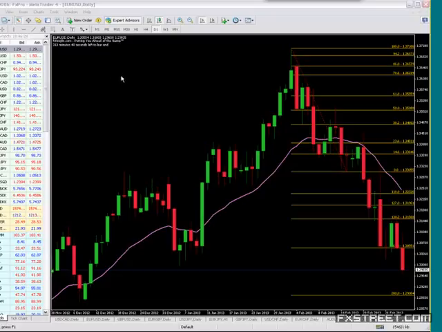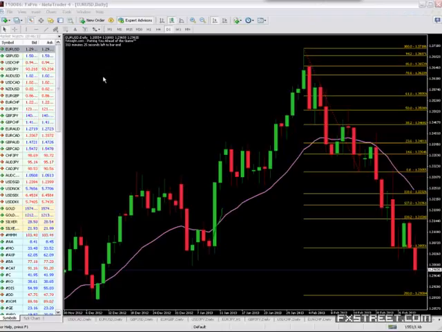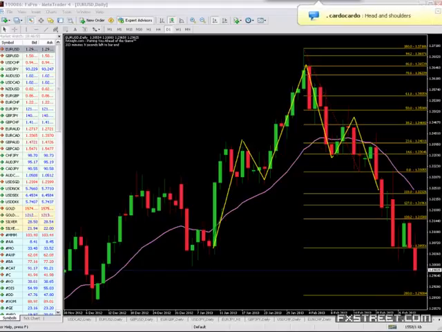Okay, let me see here. Pencil drawing tool. Oops, black's not going to work, right? There we go. Let's do that. Let me know if this looks familiar to anybody. Head and shoulders, very good.